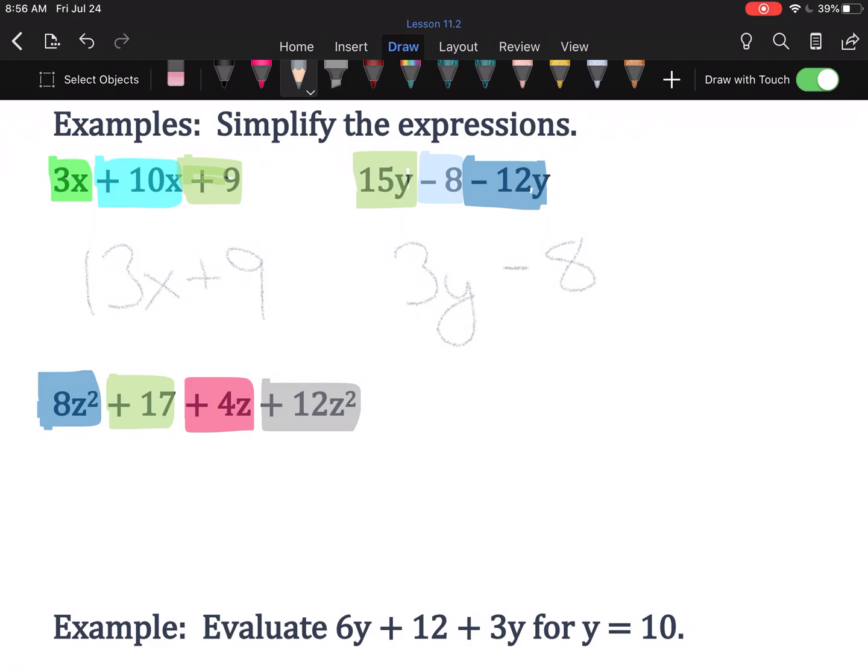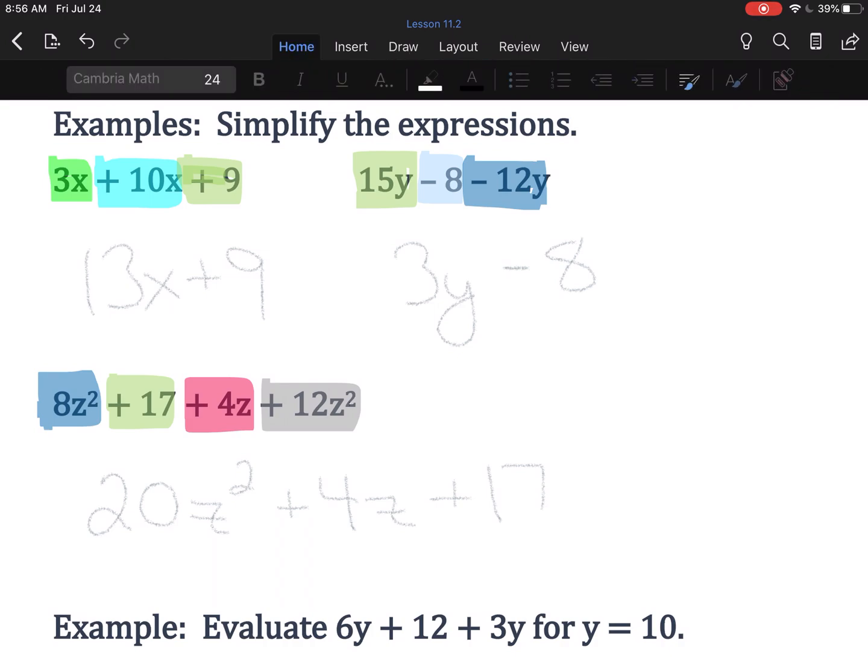So in this problem, we have 8z squareds at the beginning, and later on down the line, we get another 12z squareds. Well, if I have 8 of a thing, and then I go get 12 more of that thing, I wind up with 20 of that thing. That thing is z squareds. There is only one term that has z, the 4z, and there's only one number by itself, the 17. So when combined, we have 20z squared plus 4z plus 17.